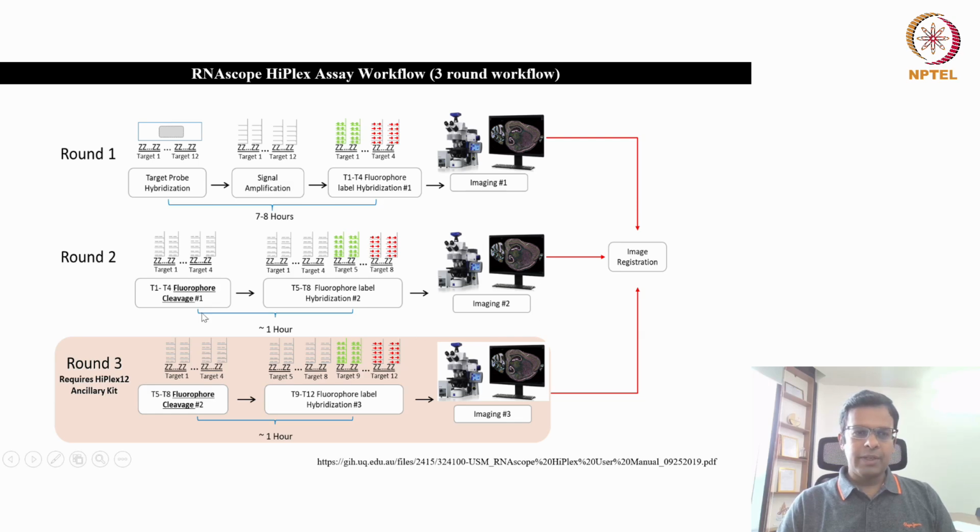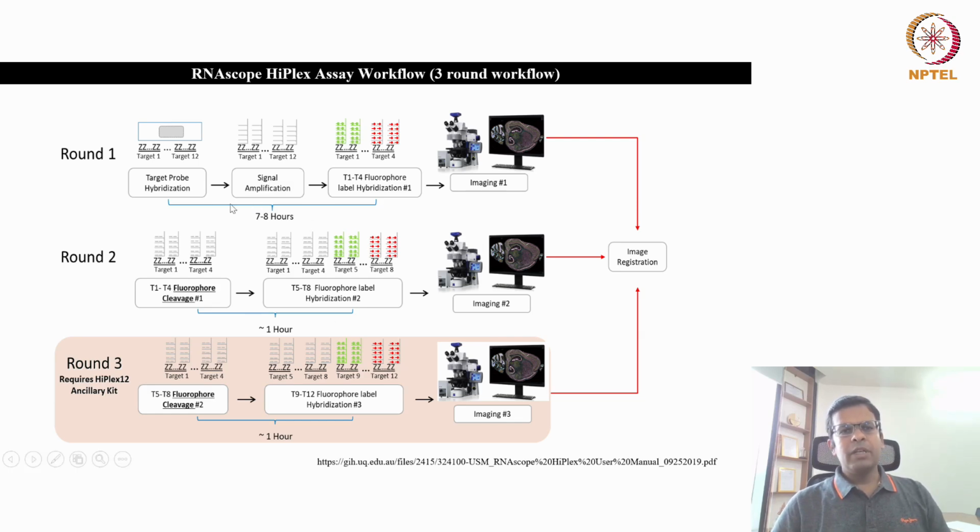Then again, you wash off the sample and add another. So this is the fluorophore cleavage for T5 to T8, and then you add the fluorescent probes for target 9 to target 12, and again image the sample. So there will be 3 images for the same tissue. The first image represents the positions of the first 4 mRNA species, the second image represents the positions of the next 4 mRNA species, and the third image represents the positions of the next 4 mRNA species.